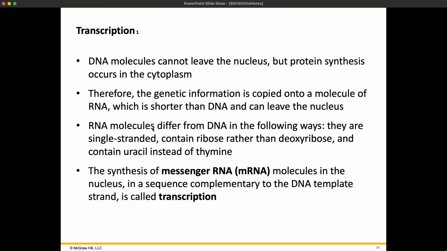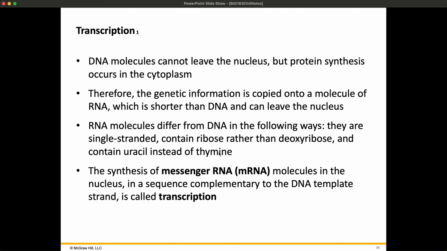It has a couple of different modifications. It is single-stranded, so it doesn't have that helix shape. It has ribose rather than deoxyribose. And one of the bases is different. Instead of thymine that we have in DNA, it uses uracil. So our T switches to U. This means that adenine will bind to uracil when we're talking about RNA molecules versus thymine.